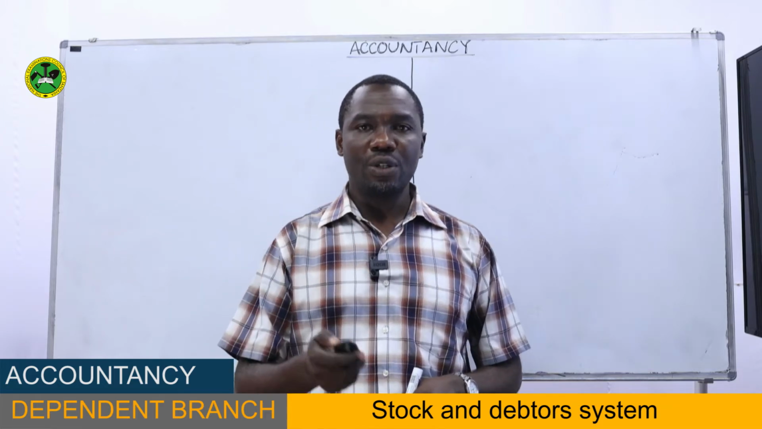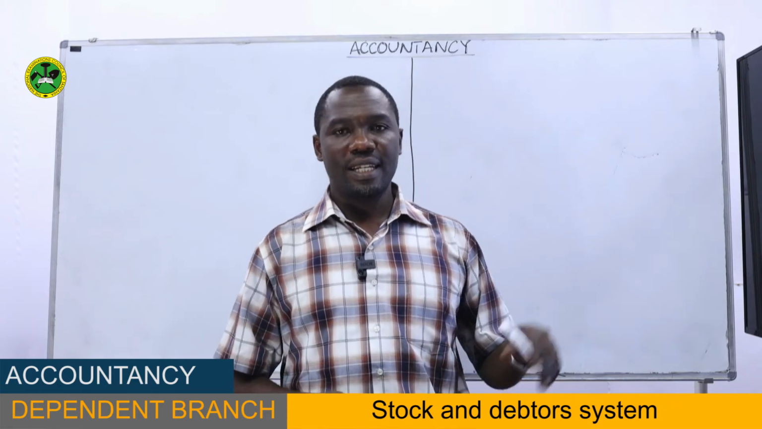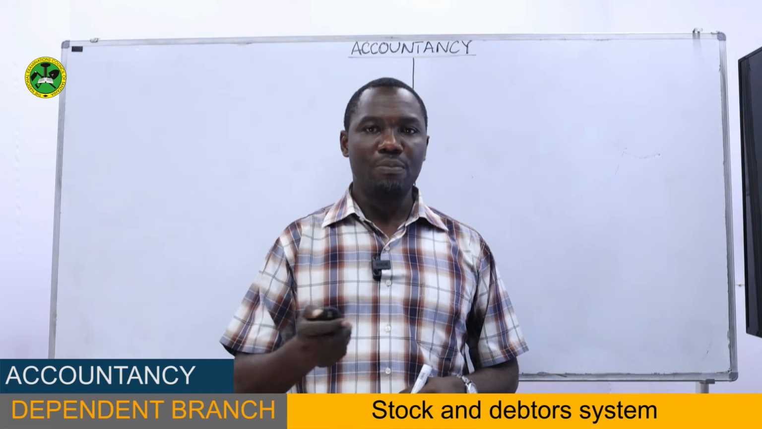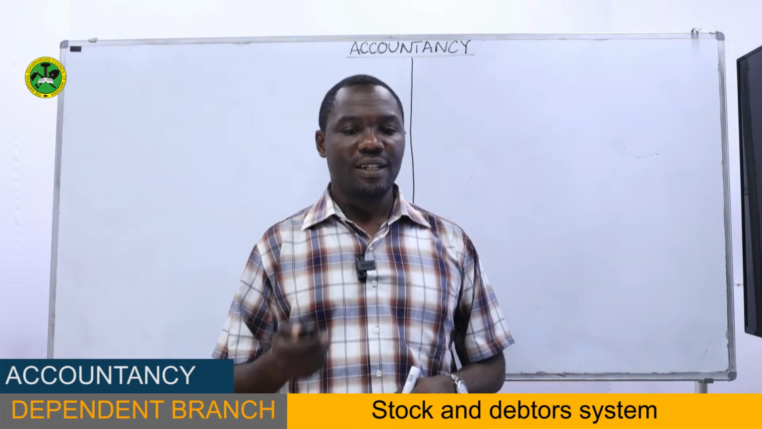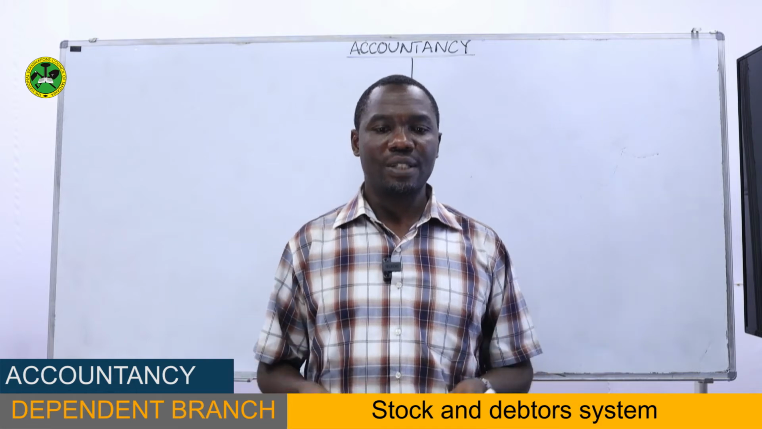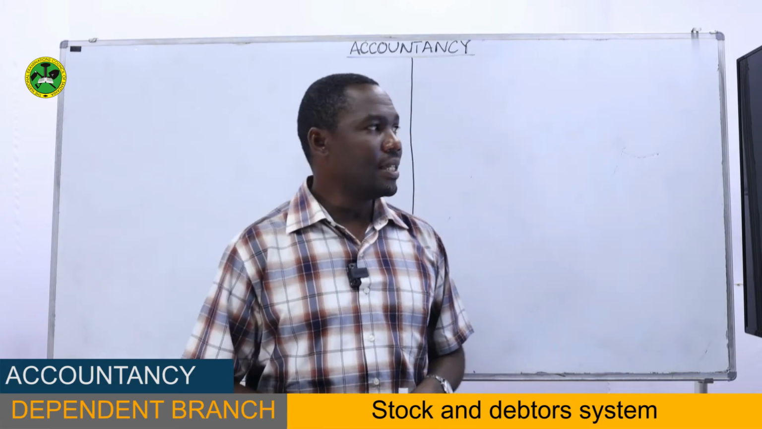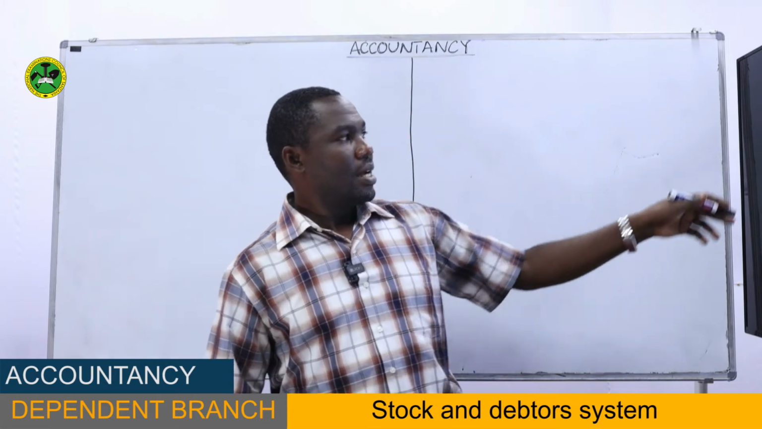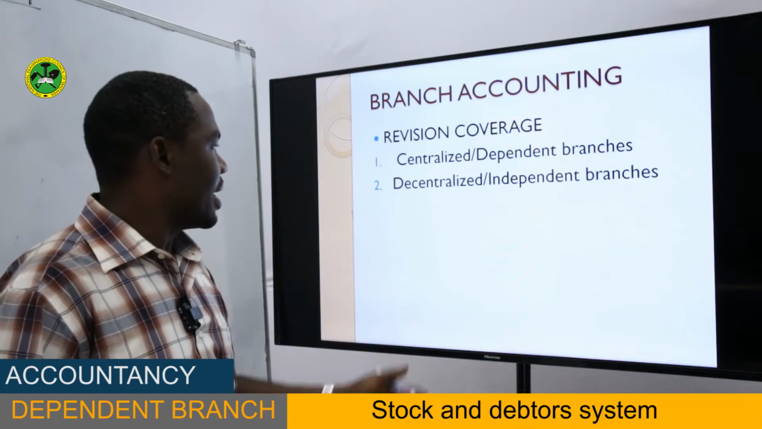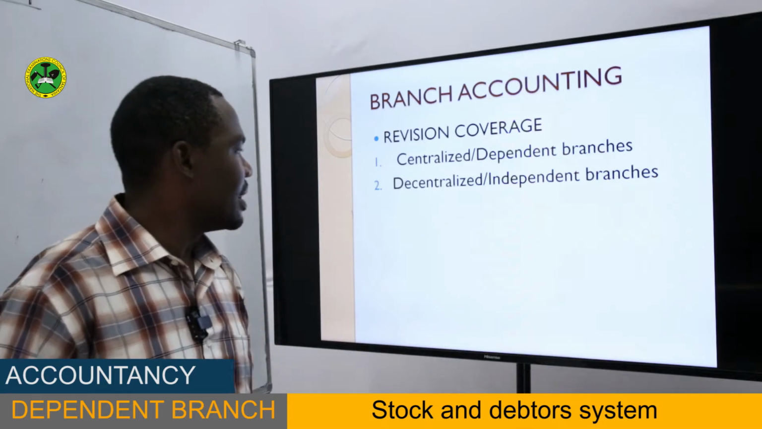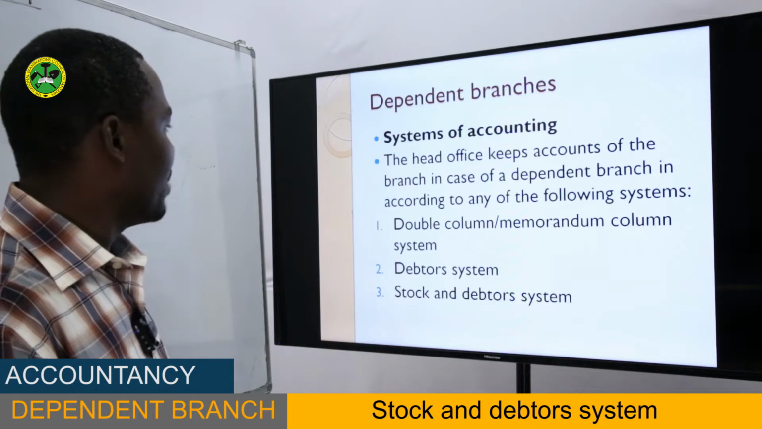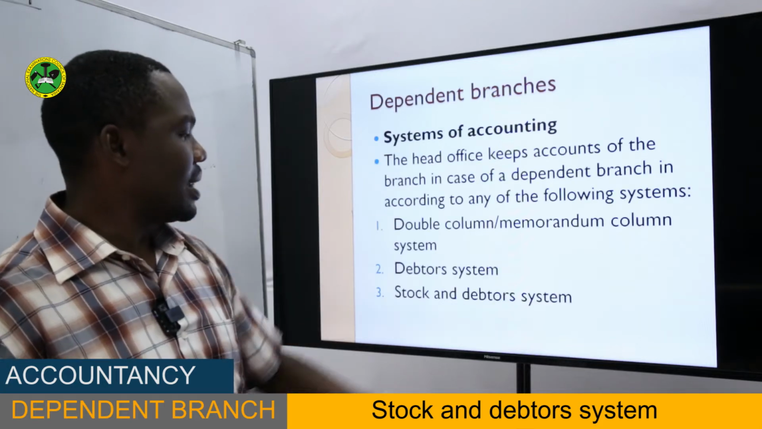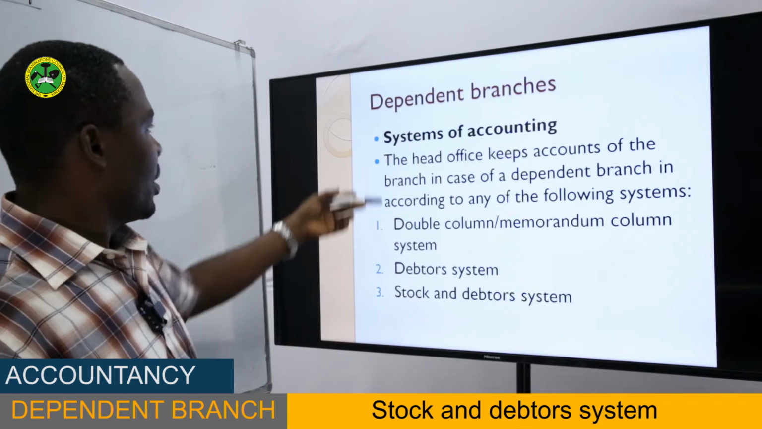So we are continuing with dependent branch, but today our lesson will be under the stock and debtors system. If you remember, I told you to go and revise debtors system, and I hope you are now doing better, doing more revisions and more questions in this topic. So today we will have another lesson in centralized or dependent branch, but basically the stock and debtors system.